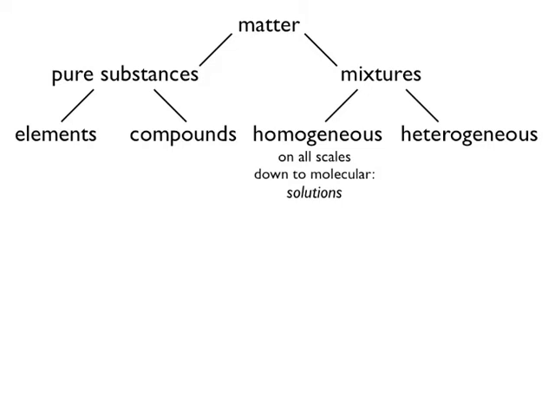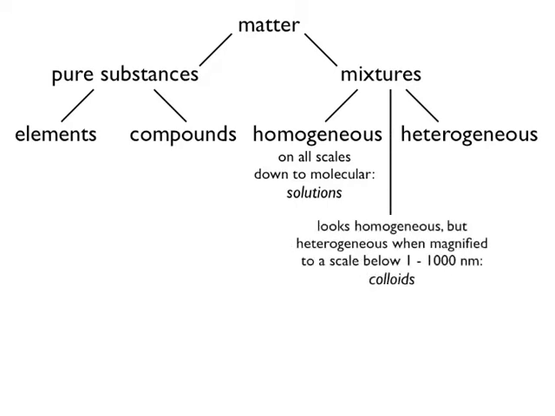So if it's truly homogeneous to the molecular level, it will be clear, transparent. That's a solution. But if it looks homogeneous and opaque, then it has particles big enough to scatter light. It's not really homogeneous to the molecular level, so it's not really a solution. It's called a colloid.